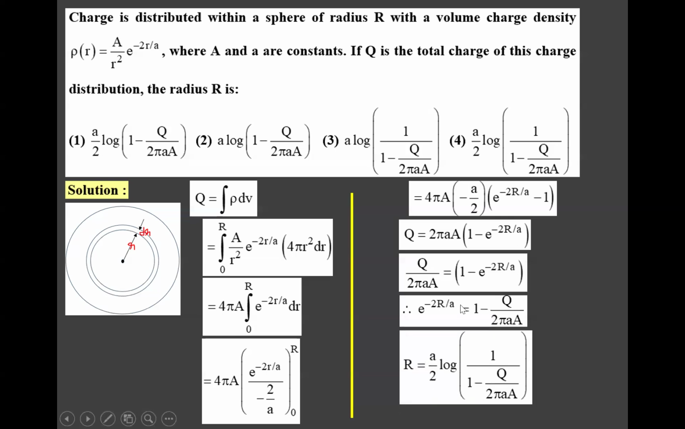And now if we take log on both sides and then we make R the subject of the equation, then we'll get R equal to a by 2 log 1 upon 1 minus Q upon 2 pi A a. So our answer, that will be option 4. Clear? Any doubt?